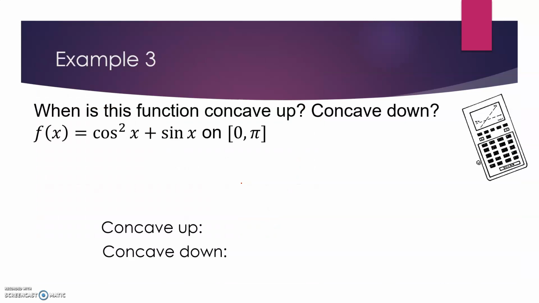This last example, we're going to go through in class because it's a calculator example. But if you want to try it on your own, take the second derivative and figure out on your graphing calculator on this interval, so you have to change your window, figure out when your second derivative is positive or negative, and that's going to be your intervals of concave up and concave down.